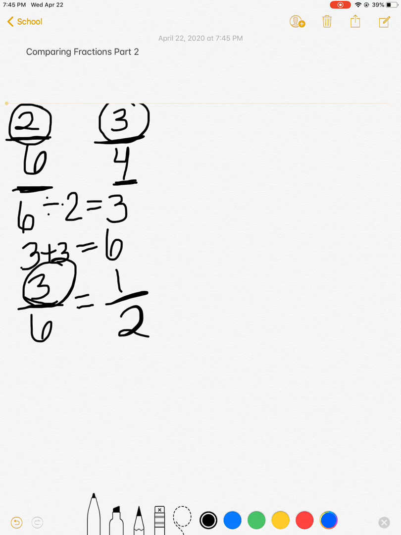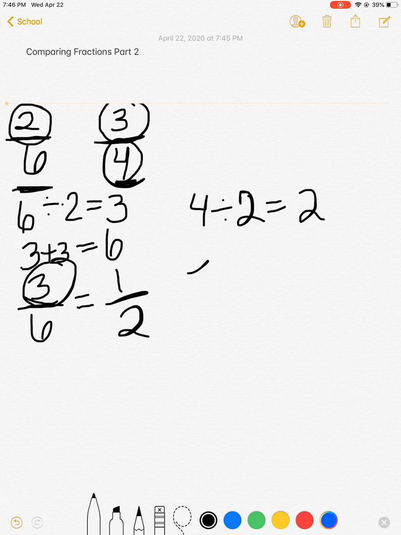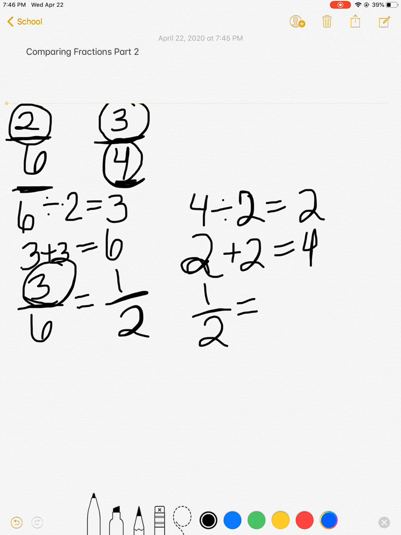Let's compare it to the fraction 1/2. I'm going to find half of my denominator, 4. 4 divided by 2 gets us 2. Or 2 plus 2 is 4. So I know that 1/2 is equivalent to 2/4. And our fraction says 3/4, and our numerator 3 is greater than 2. So 3/4 is greater than 2/4.